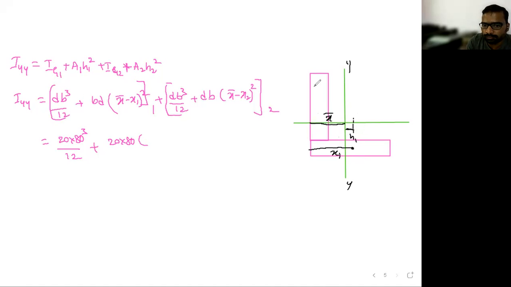Next, when you go for the second plate, this is x2 value. This is x bar. So h2 is the distance between the two parallel axes. This is the centroidal axis of the second plate. What is the distance between them? X bar minus x2. That is what I have taken.